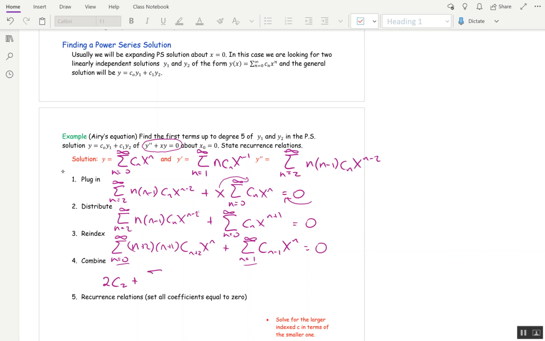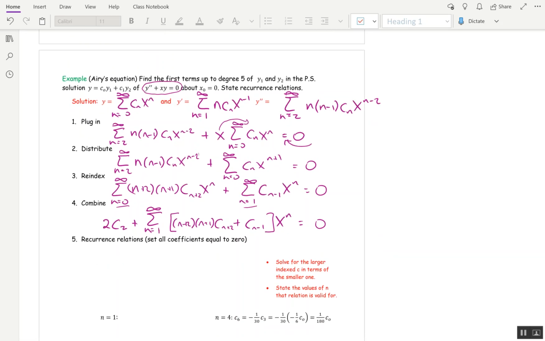All right, and then I'll go sum n equals 1 to infinity, and I'm going to add the coefficients, and I'll have a single x to the n equals 0 there. So I add the coefficients. Inside I'll have (n plus 2)(n plus 1) C sub n plus 2, plus C sub n minus 1. So we've done all these steps before, they just weren't in equations, it wasn't equal 0. So now we're going to take it further, recurrence relations. We set all coefficients equal to 0.